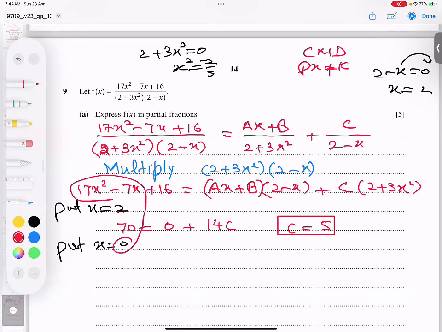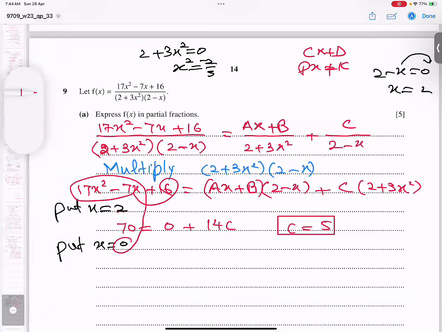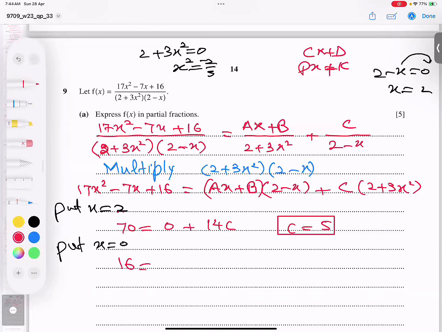So when I plug in 0 here, the x terms are gone, and 16 will stay behind. When I plug in 0 here, it will finish, and here it will finish too. So 2b will be left behind from here. When I plug in 0 here, this will finish, so 2c will be there. C is 5, 2 fives are 10. And I can say 16 is equal to 2b plus 10. And b becomes very clear: subtract, we get 6, divide, we get b equal to 3.